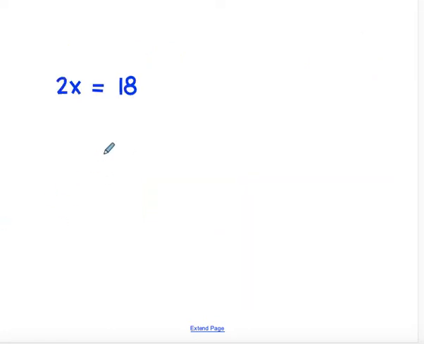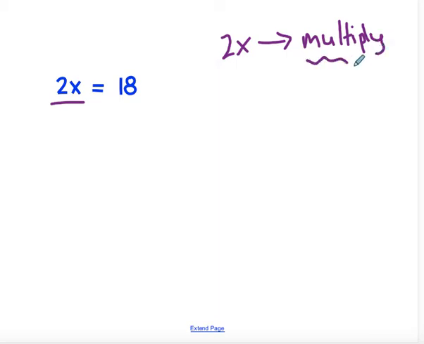Here's another example. Okay, so this time you notice that the 2 and the x are written right beside each other with nothing in between. That is a telltale sign that we are multiplying. If something is written right next to something else with no space and no sign in between, we multiply. So this one is telling us that 2 times something equals 18.